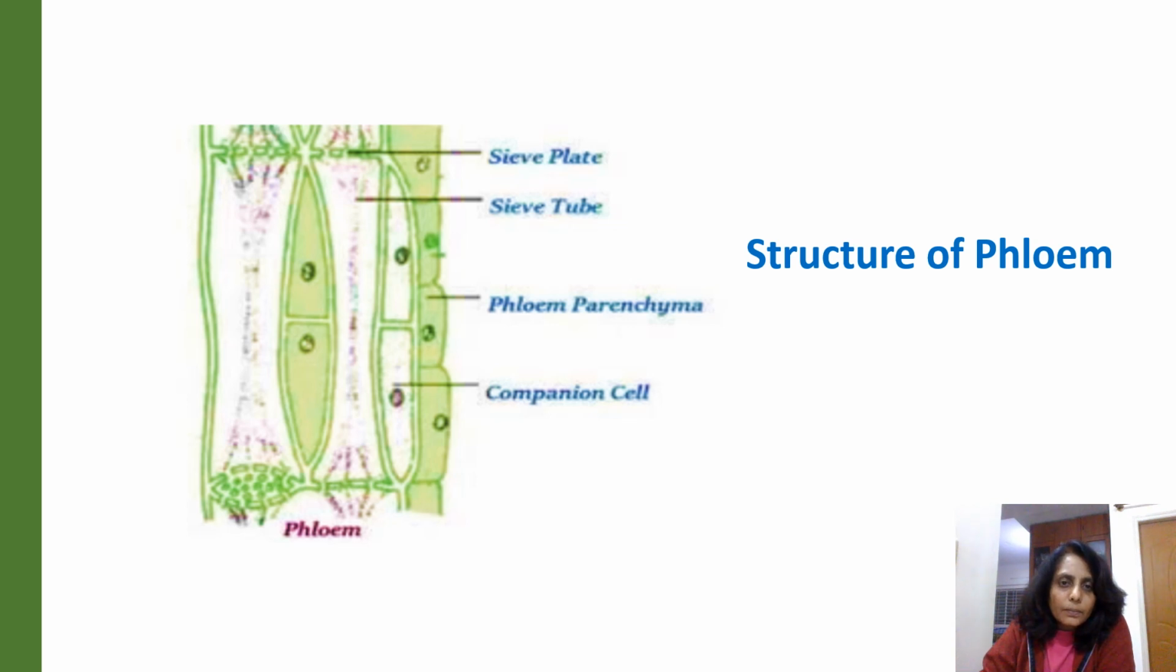In this picture, you can easily see the diagram of the structure of phloem. The phloem is a vascular tissue. It is a food conducting tissue which comprises four elements, namely sieve tubes, companion cells, phloem parenchyma, and phloem sclerenchyma. The main tissue that is involved in the movement of food is the sieve tubes.